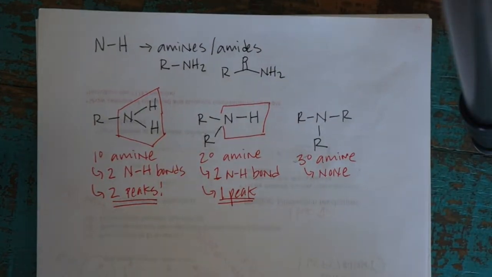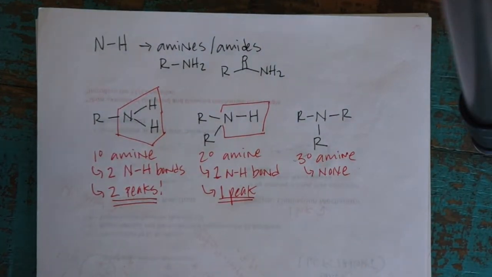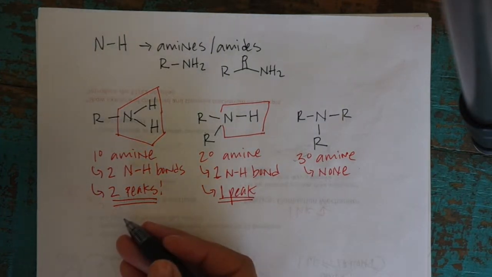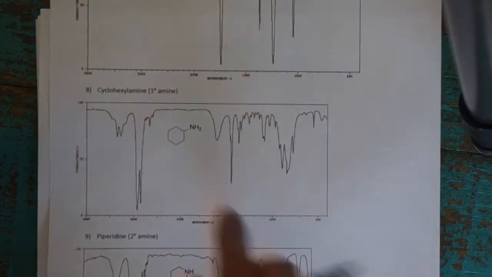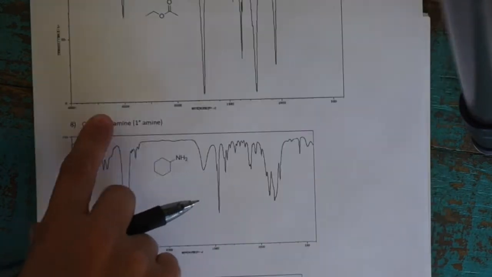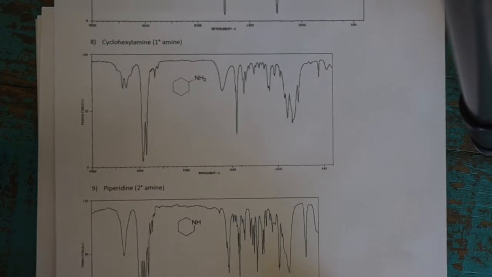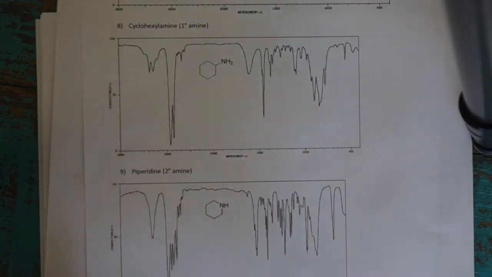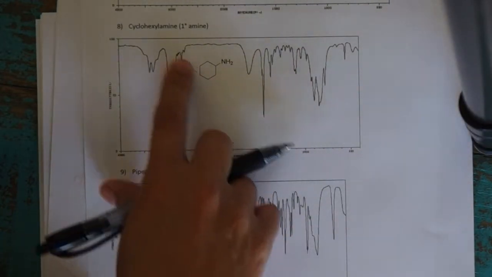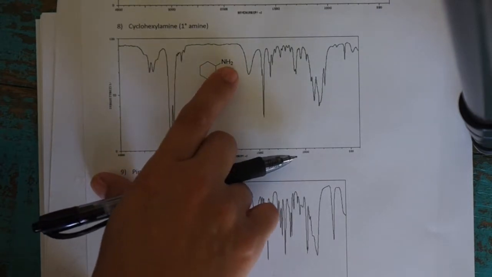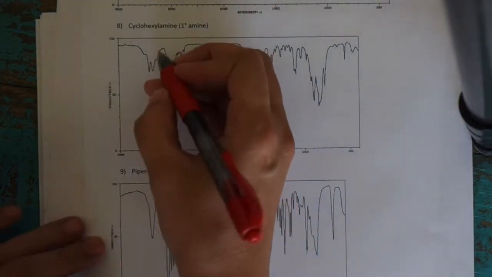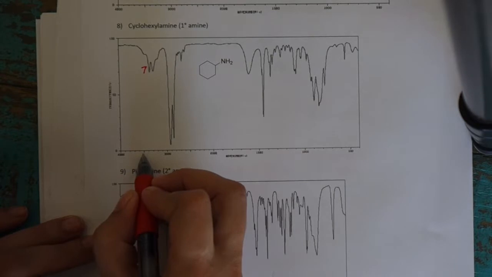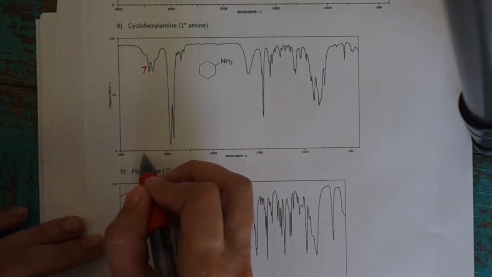Okay, so just to show you what that looks like, again, it's going to be in the same region on the IR as the alcohol OH. And so on your handout, I'm going to skip this one for now. Let's go to number 8, the amines. And so if you look here, on this one, we have cyclohexylamine, which is a primary amine. Again, that means it has 2 NH bonds. And so if you look over here, this is the NH bond area. So it's over here, it's past 3,000. It's roughly, this one's just short of 3,500.